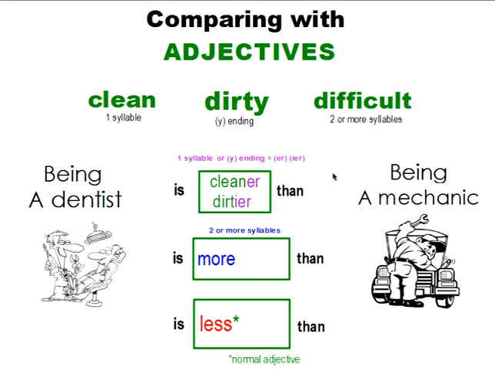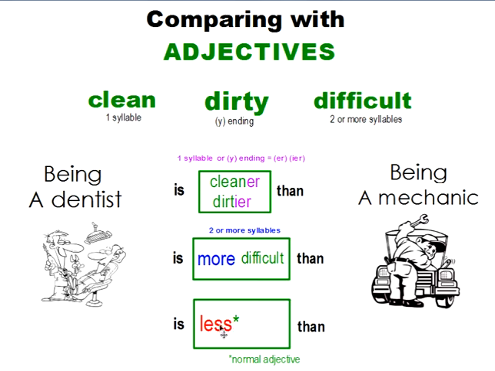Okay? I could also say being a mechanic is dirtier than being a dentist, if I believe that to be true. But the idea is that when it's one syllable, I use ER, for example, clean, cleaner, and dirty, because it has a Y ending, I use the IER, so dirtier. Now, when I have two or more syllables, for example, difficult, that's three syllables, then I need to use more. So I'm going to say being a dentist is more difficult than being a mechanic.